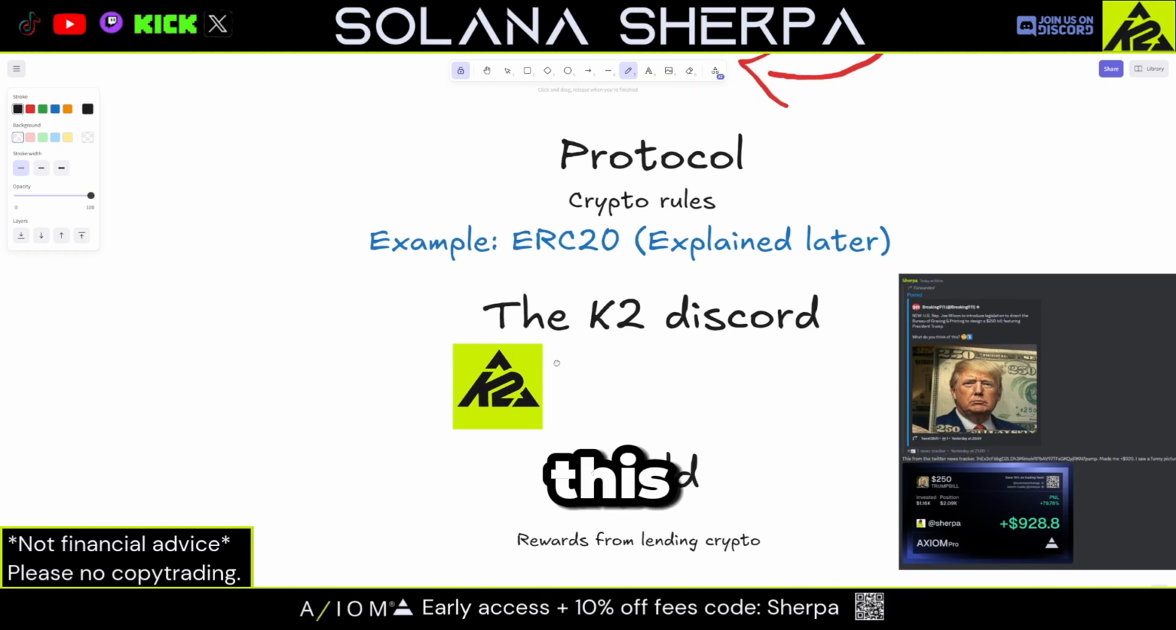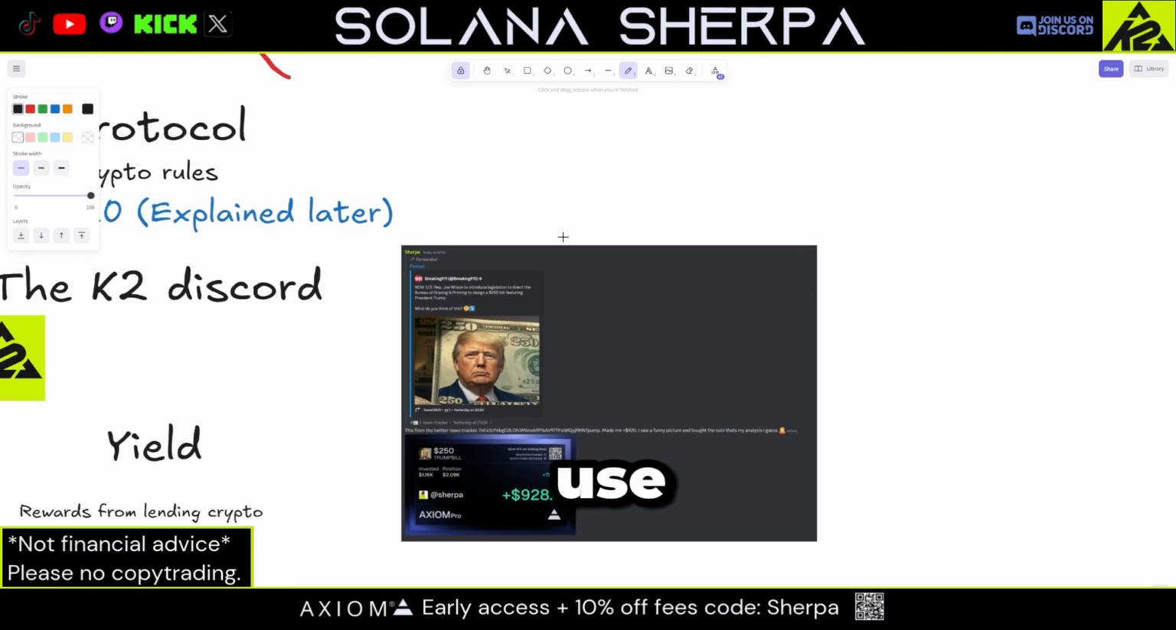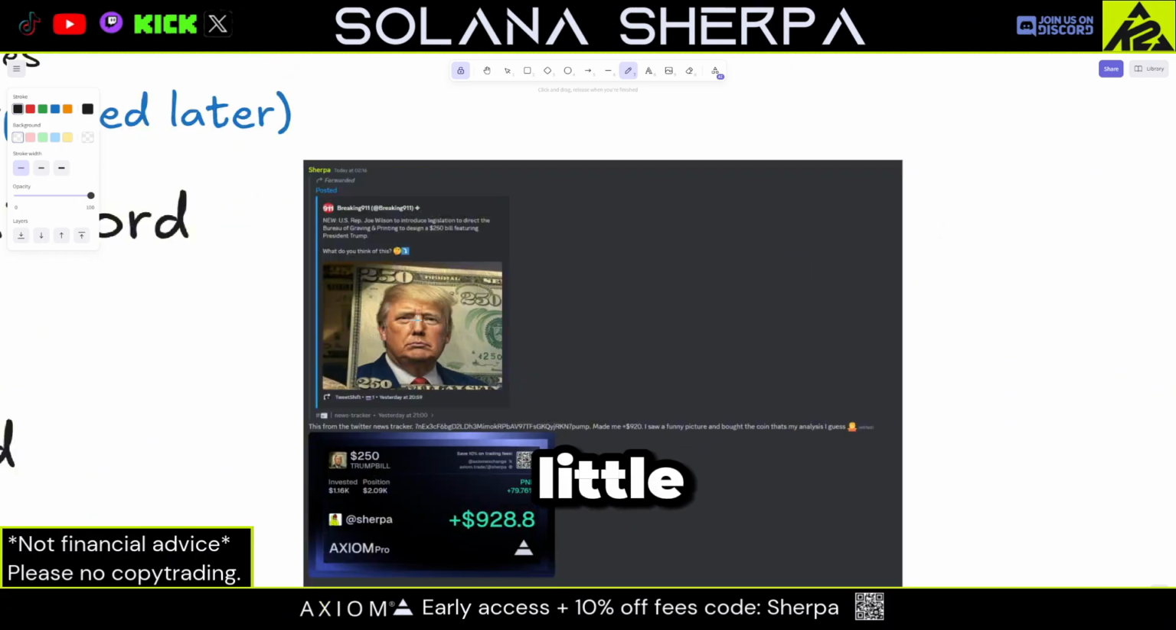The K2 Discord. So this is actually my Discord that I've set up. I talked about this a little bit in the last video on how to use it. If you look here from yesterday, I had a nice little play from the news tracker in the Discord. As you can see, Breaking 9/11 posted about a possible $250 bill, including President Trump on it. And what did I do? I bought the first coin, sent it into the Discord, and plus $950.